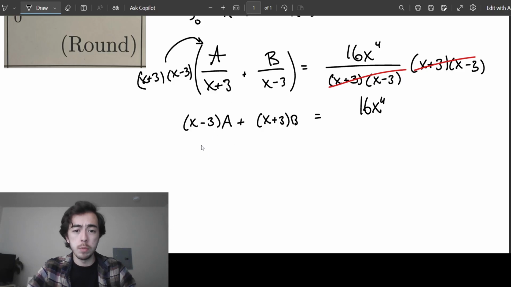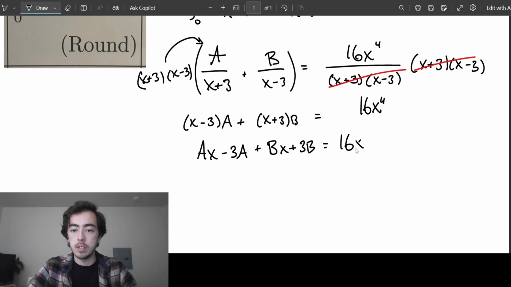I could distribute this: a times x minus 3a plus bx plus 3b is equal to 16x to the fourth.